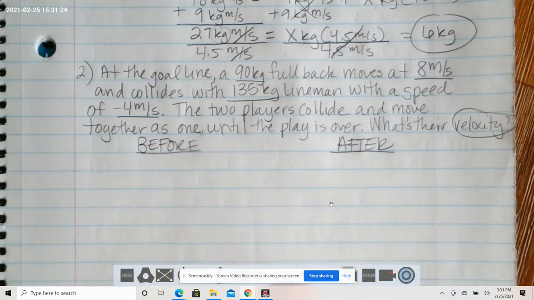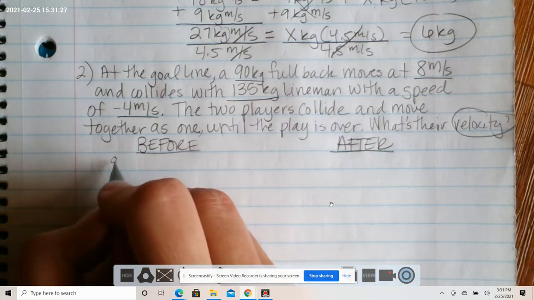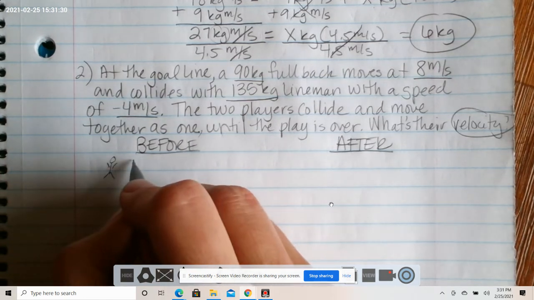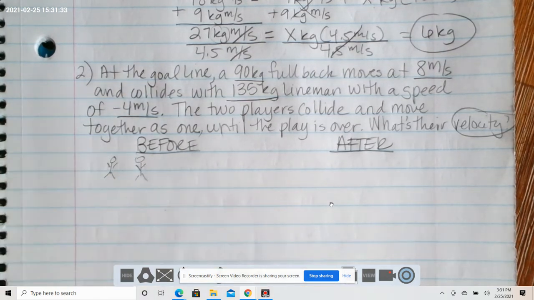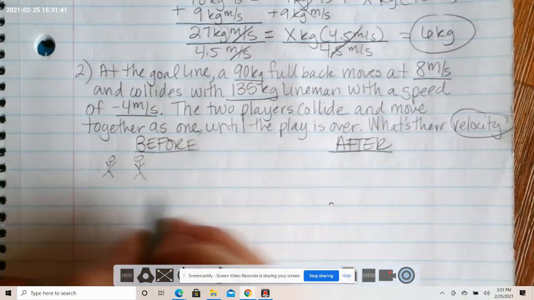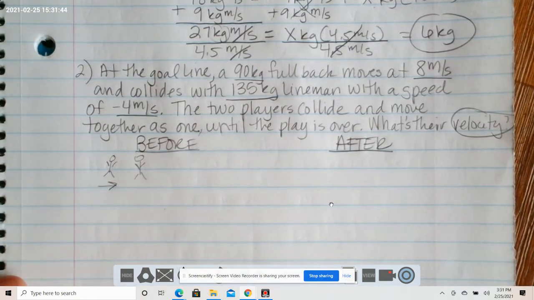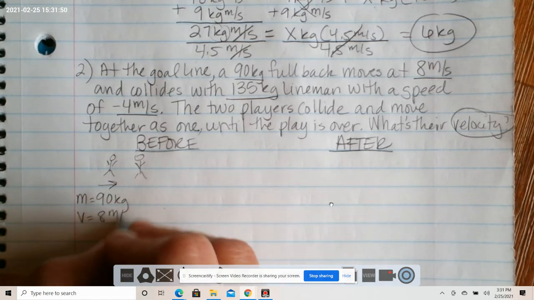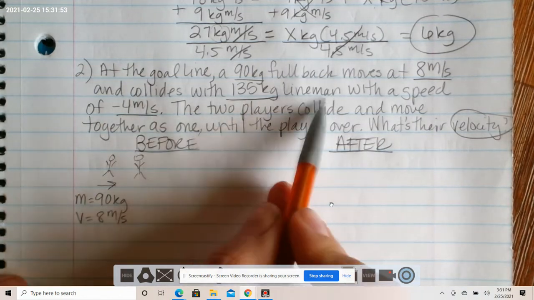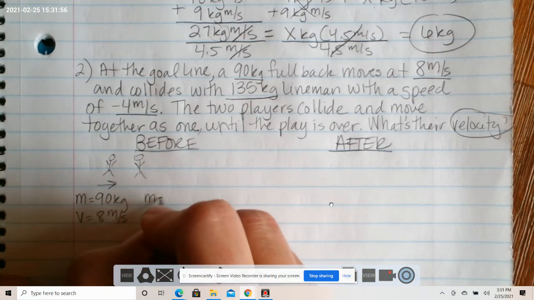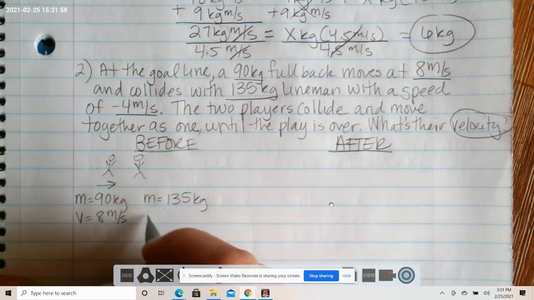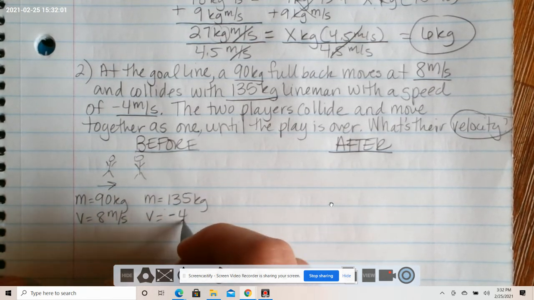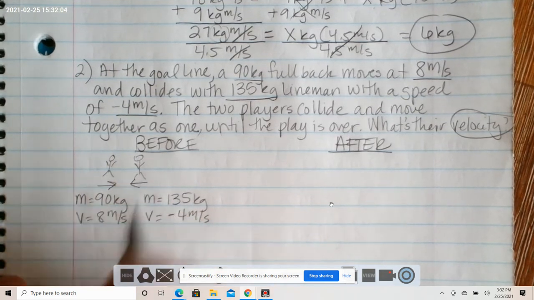So before the collision, oh boy, here's where I'm a terrible drawer. So here we get stick people. We have two linemen before the collision. So the fullback is moving 8 meters per second positive. So this one's going to be moving to the right. And we know the mass is 90 kilograms and the velocity is 8 meters per second. The lineman has a mass of 135 kilograms and a velocity of negative 4 meters per second. That means they're moving to the left. So here they come towards each other.